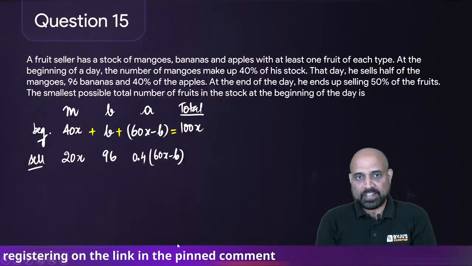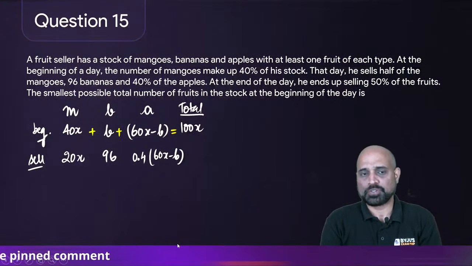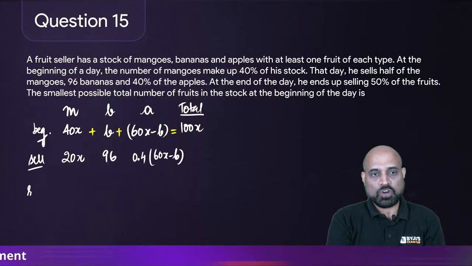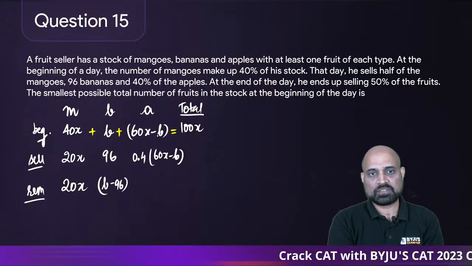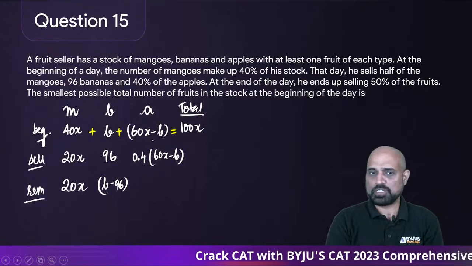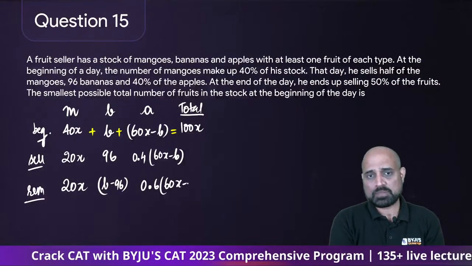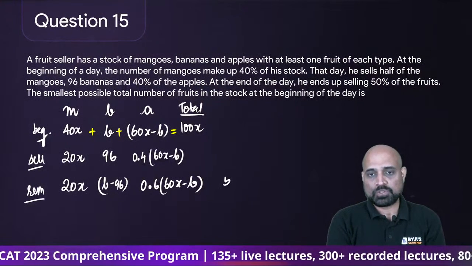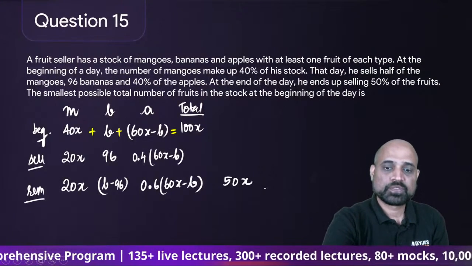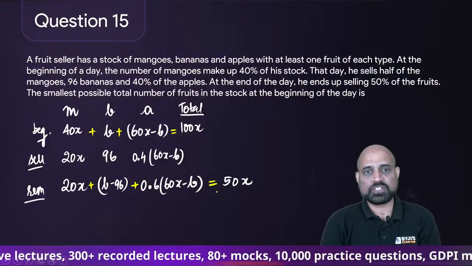At the end of the day, he ends up selling 50% of the fruits. So how much is remaining? Remaining is 20x in the case of mangoes, B minus 96 in the case of bananas, and 60x minus B में से 40% गया तो उसका 60%. So 0.6 times of 60x minus B. So this is what is left, and this is supposed to be 50% of the fruits. So इसका जो sum होना चाहिए वो 50x होना चाहिए.